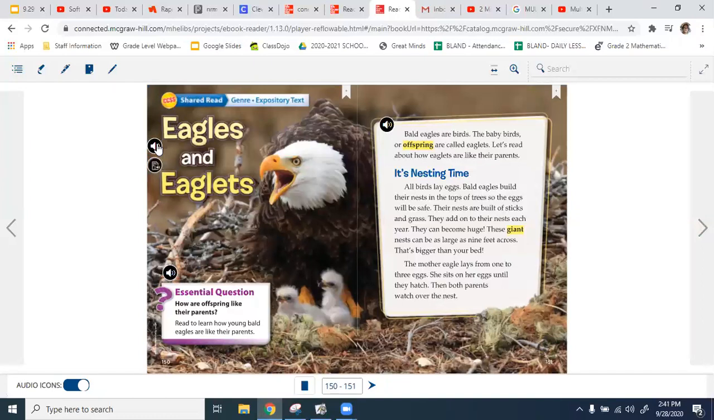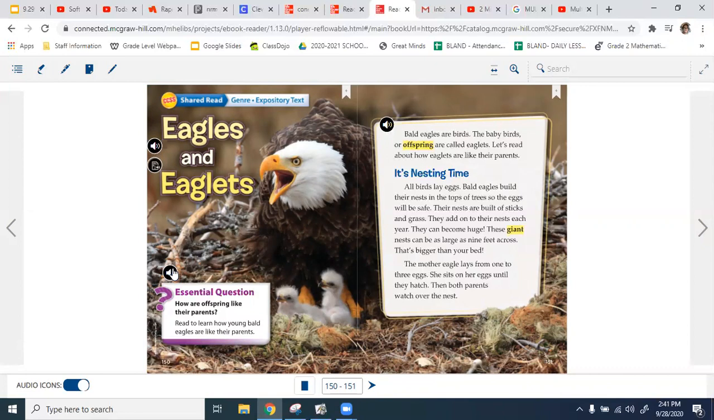We know that when it's expository text, there's usually going to be photographs. And there's going to be those text features on our photographs, which means there's going to be some captions under the pictures. There's going to be some headings at the top of the pages. There's going to be things in our story that help us understand the story. So let's get started with what we see. Let's review our essential question. Essential question: how are offspring like their parents? Read to learn how young bald eagles are like their parents.